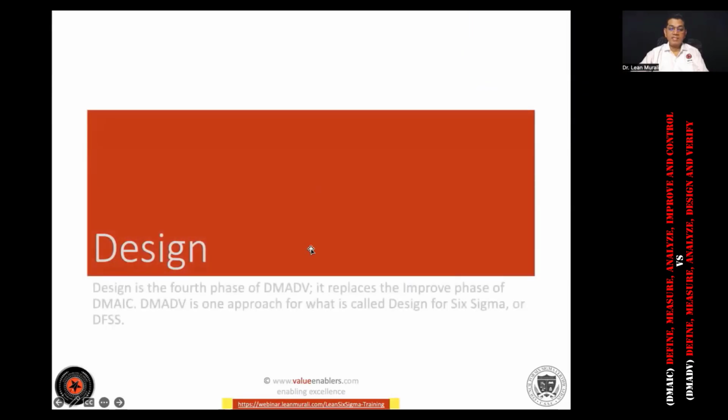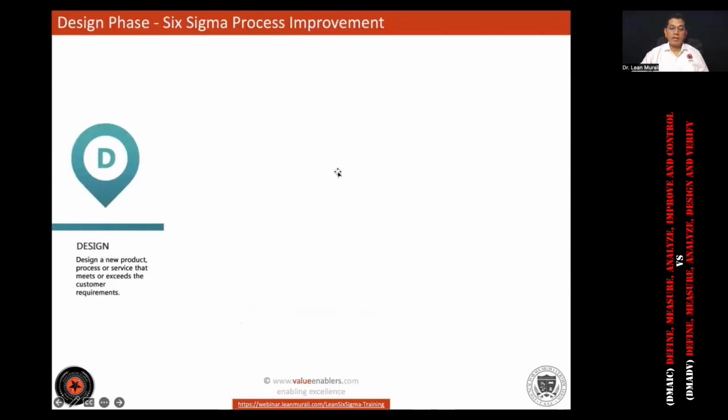Now DMAIC we have covered. Now DMADV, design and verify, are the two slides that are pending. Design is the fourth phase of DMADV. It replaces the improve phase of DMAIC. DMADV is one approach for what is called design for Six Sigma. All of you type DFSS in the chat box. So designing the new product, process, or service that meets or exceeds the customer requirement.